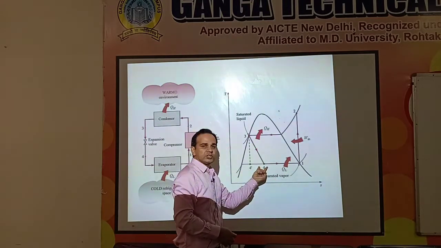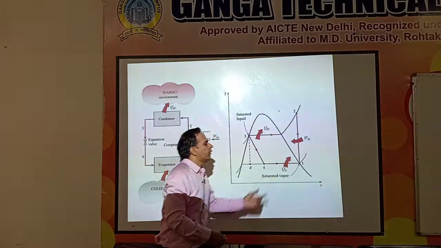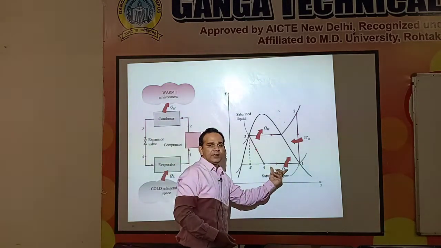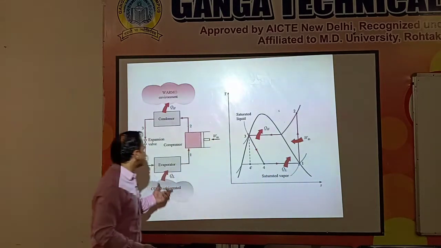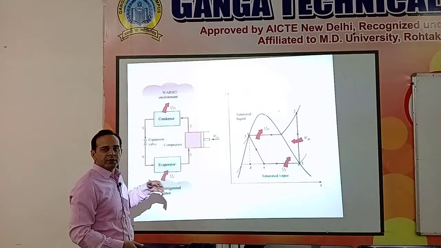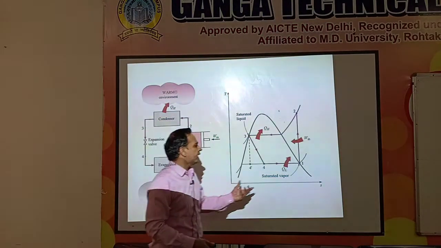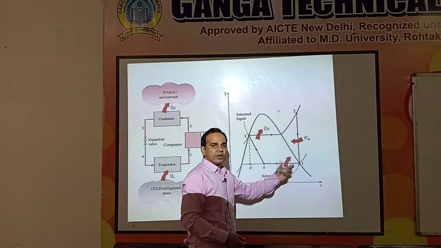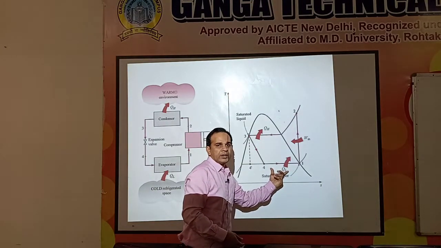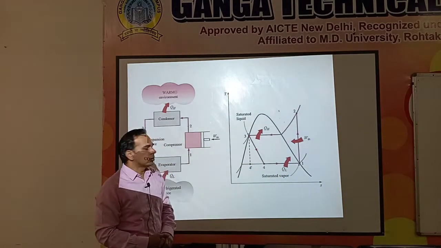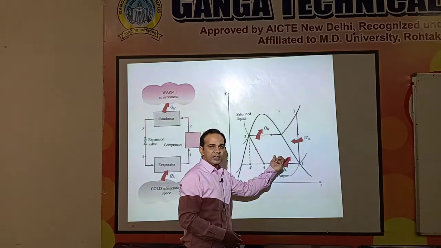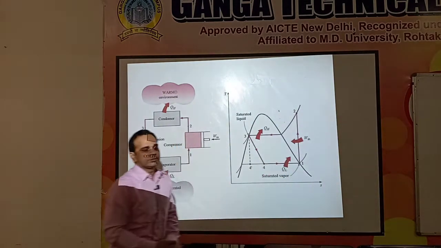It means it is a mixture of liquid and vapor. Then next and the most important step is the passage of the refrigerant through this evaporator, where refrigerating effect is being generated. So point 4 to point 1 is the process in the evaporator, which is taking place at constant pressure, and it is gaining heat.